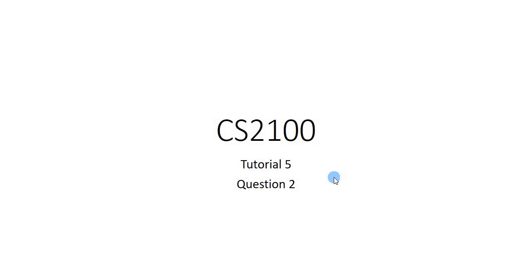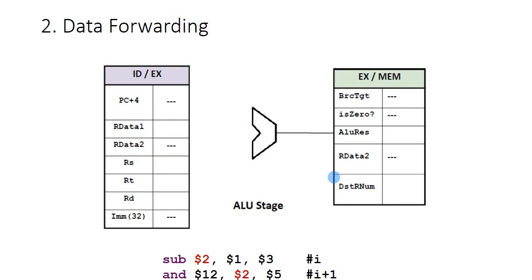Okay, hi. In this video, we're going to be looking at tutorial 5, question 2. In this question, we are basically trying to analyze how data forwarding hardware can actually be realized. If you look at these two instructions here, the data hazard that we see is that the first instruction is writing to register 2, and the second instruction is actually reading from register 2.